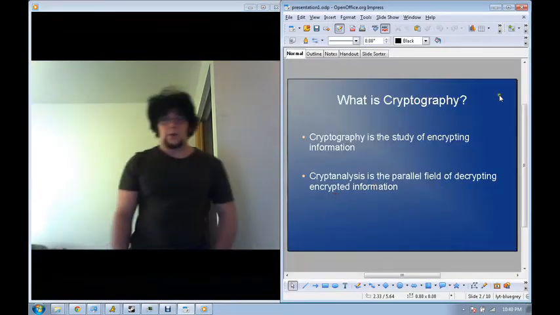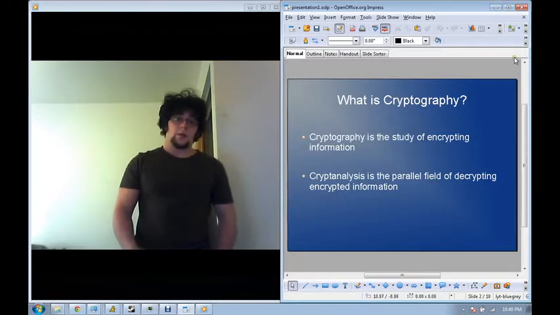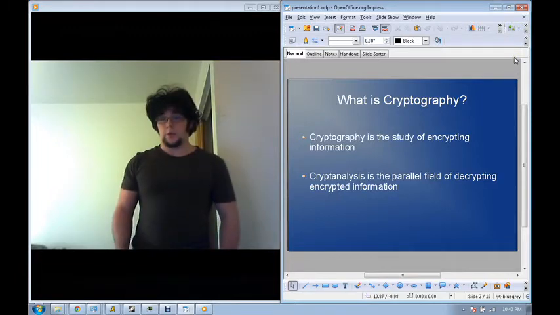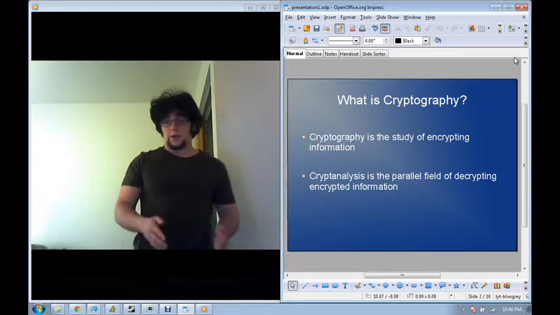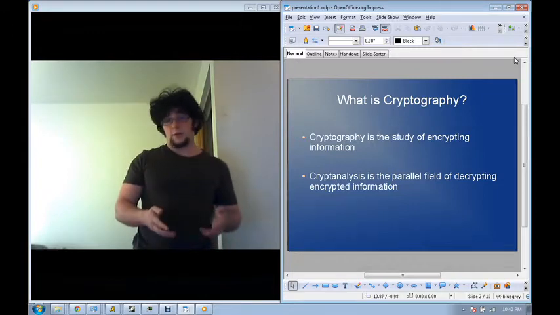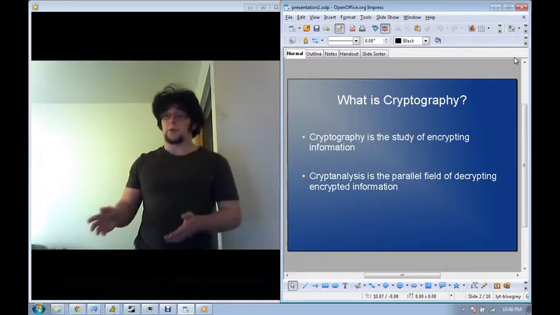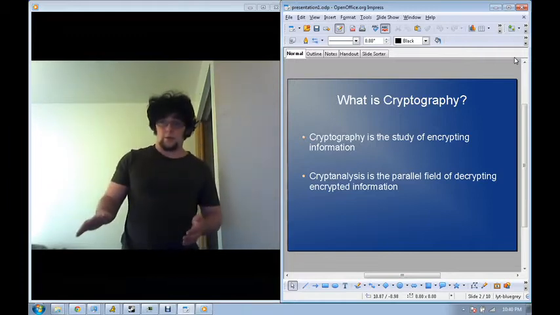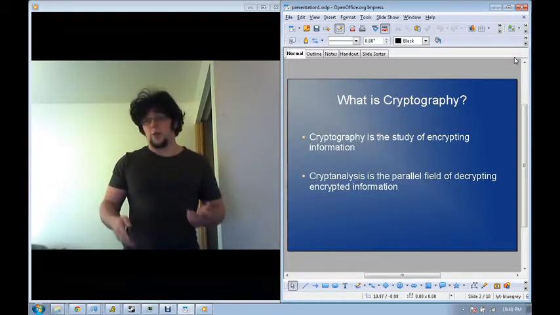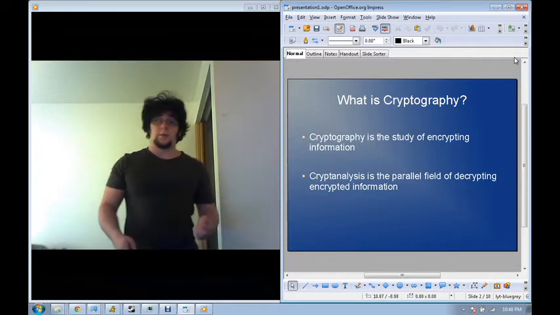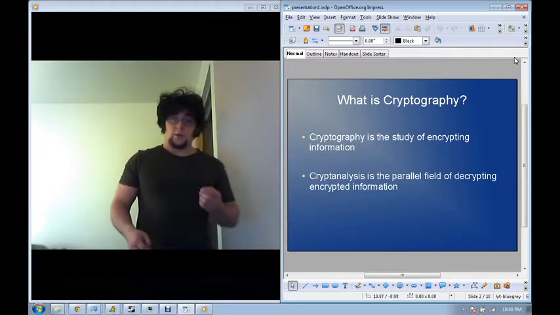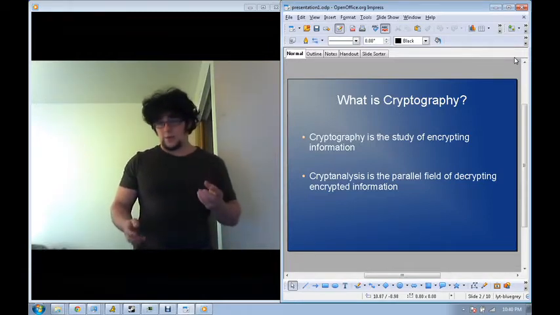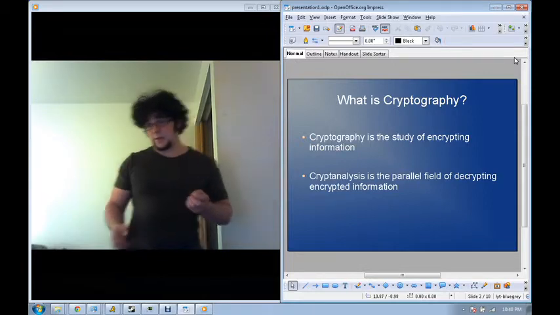Alright, so what is cryptography? Cryptography is the study of encrypting information. Anytime a party needs to send information, like a message, to another party securely and privately without other people being able to know what they're saying, that is cryptography. Cryptanalysis is the parallel field, and it involves the study of how to decrypt these secret messages.